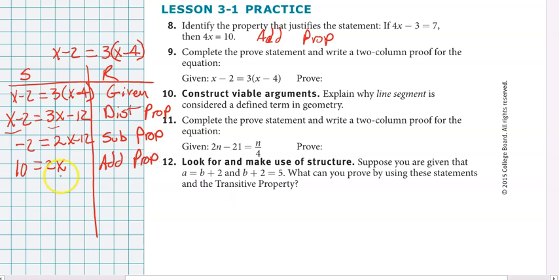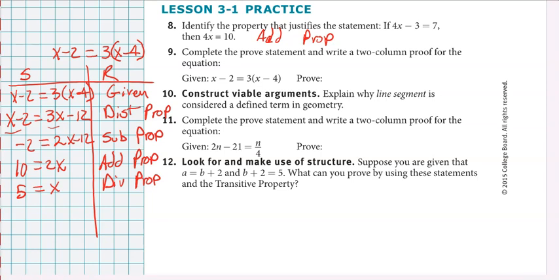And last step is divide both sides by 2. And you get x equals 5, so that is the division property of equality. And if you wanted to do the last step of getting x equals, you don't have to because it's not what we are trying to prove. You could just say what we're trying to prove is 5 equals x.